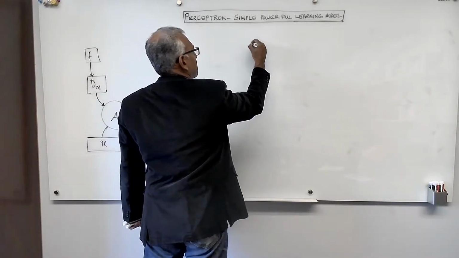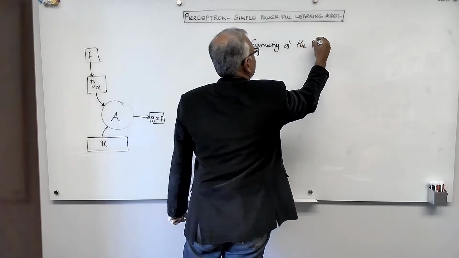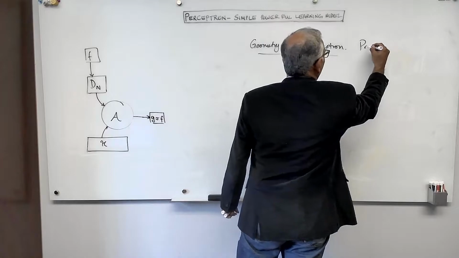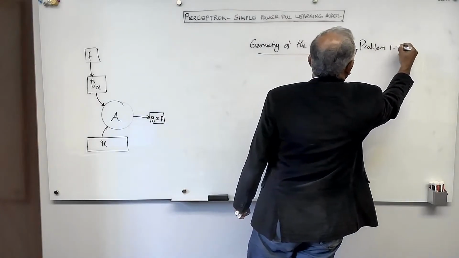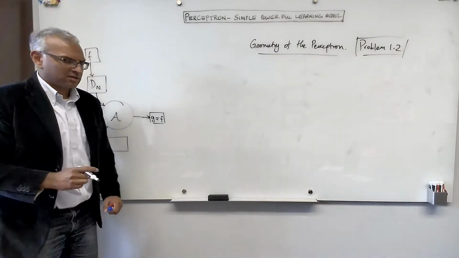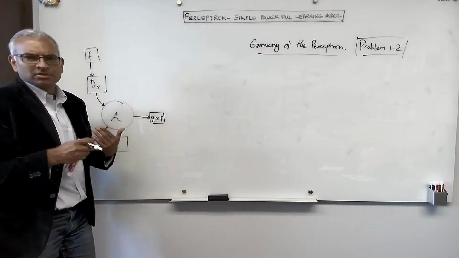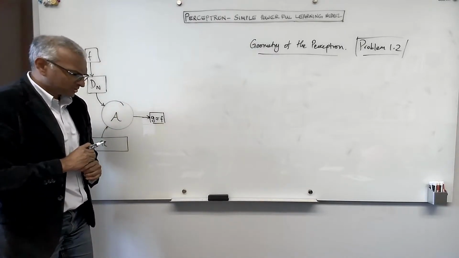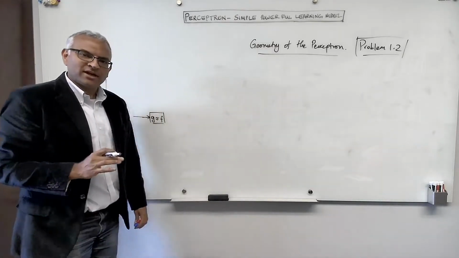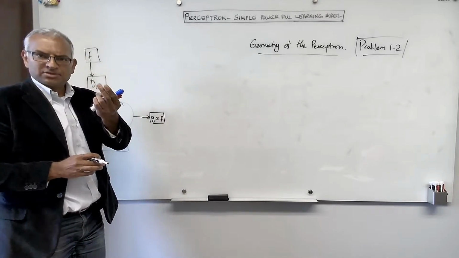Geometry of the perceptron. It's a good idea to do problem 1.2 in the book if you're completely unfamiliar with the geometry of the perceptron. I'm going to discuss the geometry in 2 dimensions because it's hard to draw in more than 2 dimensions. So let's simplify to the case where the applicant is represented by 2 numbers, not D.